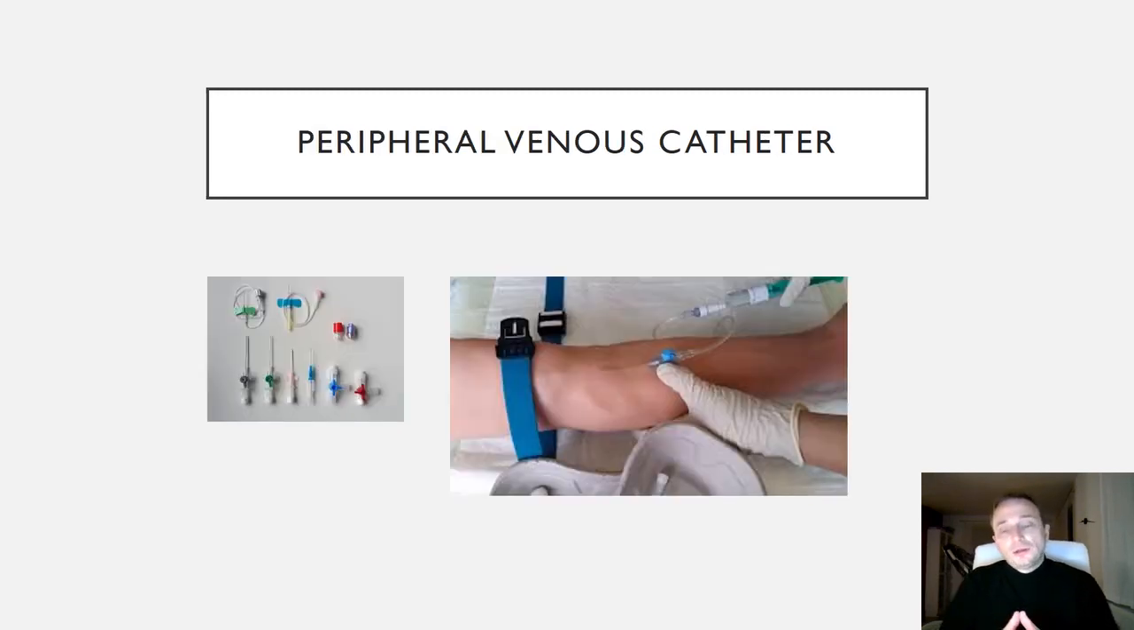So please try to find the correct answer. So I think you had no problem to recognize the peripheral venous catheter. I'm sure the majority of you had sometimes a blood test and you had a peripheral venous catheter. It's very common, or maybe the most common catheter we use in all patients in hospital.